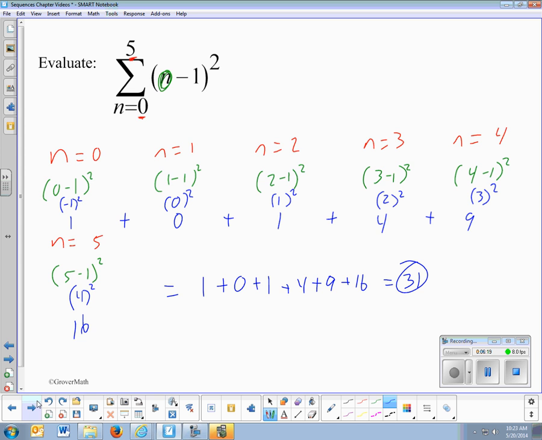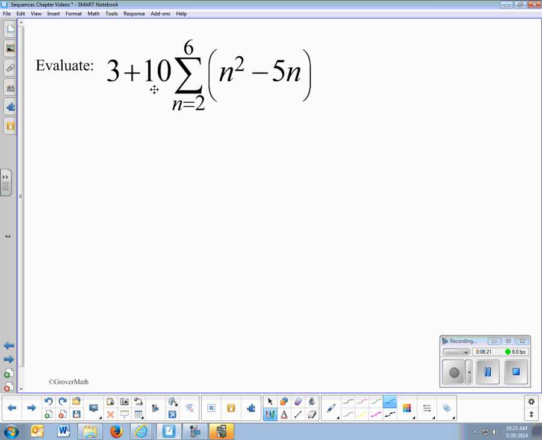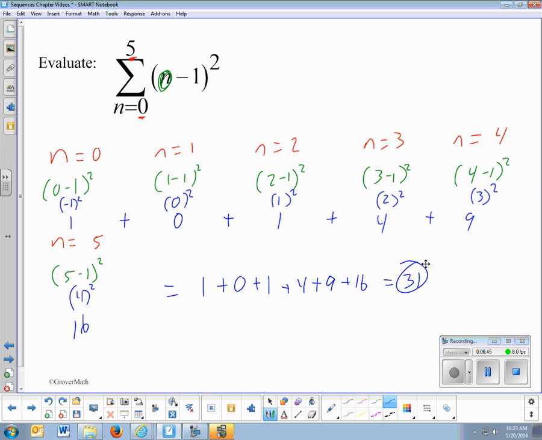Okay, one more example. And this one's a little different because you notice that there's stuff to the front. All of our other examples, we have our start on the bottom, our end on the top, and then our expression to the right. But what happens when we have stuff on the left? Well, basically, the stuff on the left you deal with at the very end because this is still what we're focused on. Anything to the left of your summation symbol is applied to the final sum. Like our answer here is 31.